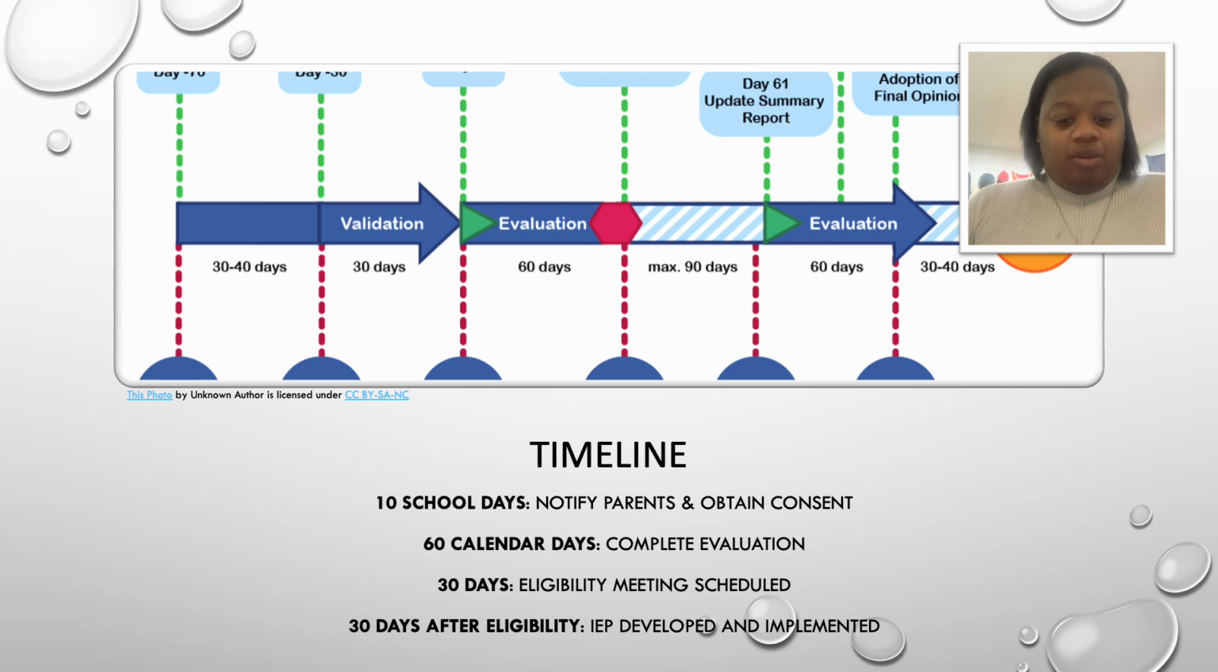After the evaluation, the team meets to decide if the child is eligible. If the child qualifies, an individualized education plan, also known as an IEP in the education world, must be developed within 30 days.